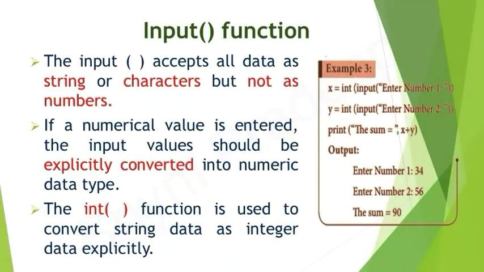Next, in the output, you have to enter the number 1. You entered number 34 and entered number 2. You entered number 56. Add these two numbers. So it prints the sum is equal to x plus y, that means 34 plus 56, that is 90. So the output is the sum is equal to 90. So this is about input and output functions in Python.